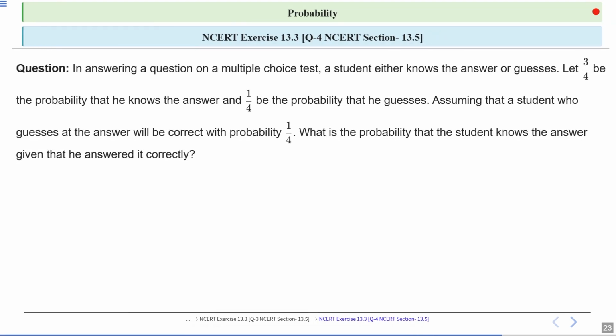Now look at question number 4. The question says a student either knows the answer or guesses. The probability he knows is 3 by 4 and he guesses with 1 by 4. If he guesses, he is correct with 1 by 4 chance. We need to find the probability that he knew the answer given that he answered correctly. So first of all, try it yourself and then see the solution.